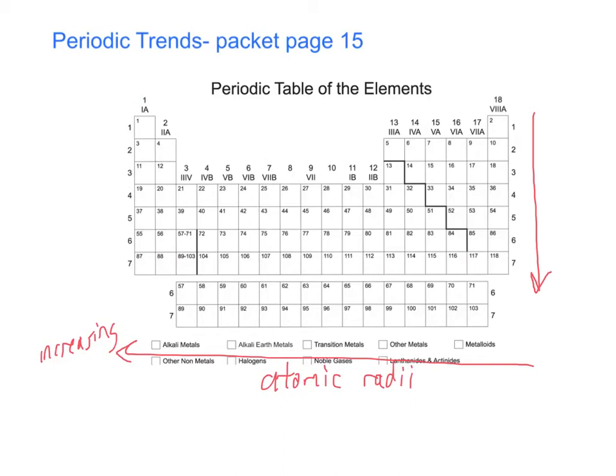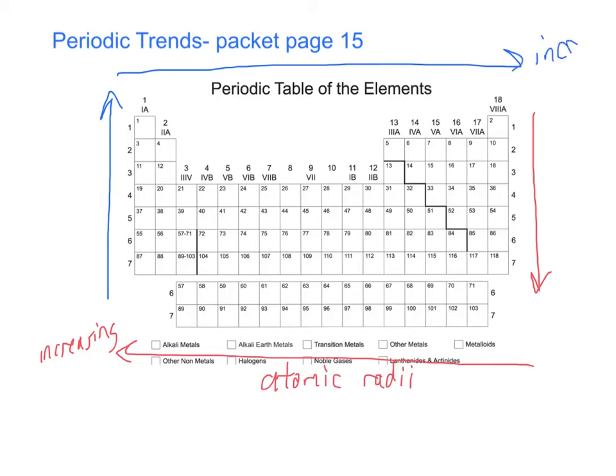All right, the next two trends follow the same trend. It's ionization energy and electronegativity. That increases as you go from the bottom up and then from the left to right. Again, shielding would be your explanation for this.